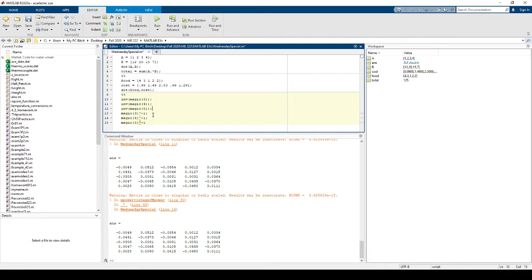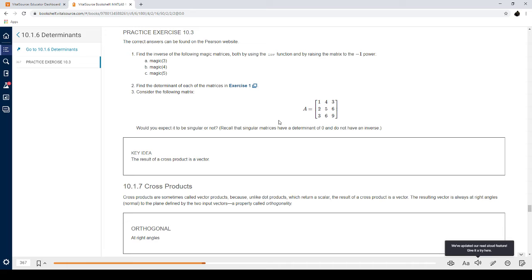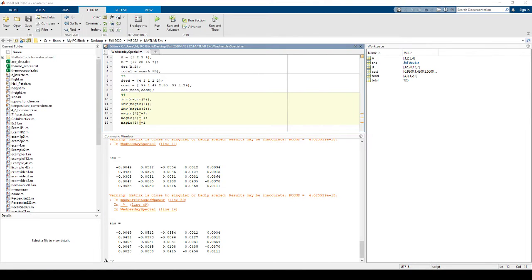So that was basically this question as well. Once again, hard to find something that is that difficult about that. But then we have to do determinants. So we have to find the determinant of each of the matrices in this exercise. So I'm going to go ahead and remove this bottom part. Remove this.